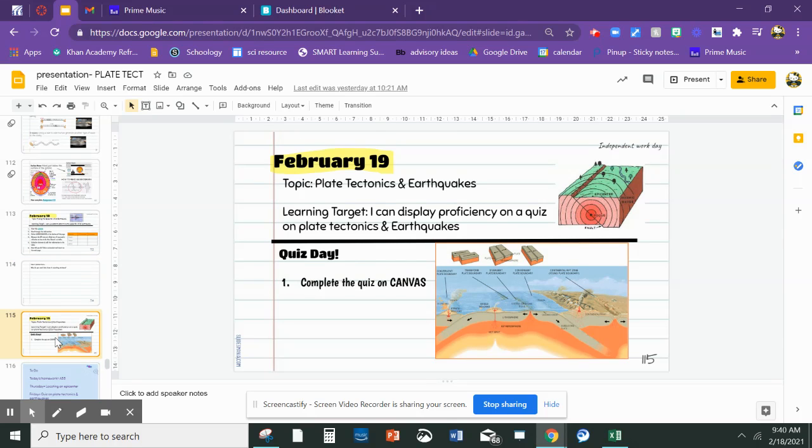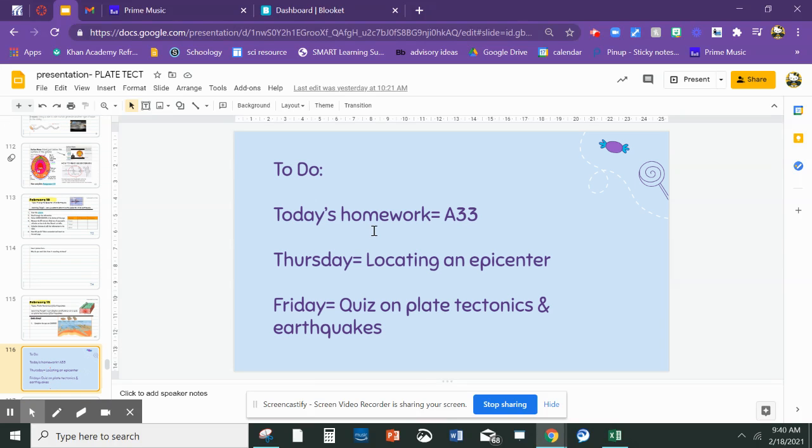On Friday, we'll be joining up on Zoom really quickly just to take a quiz to show proficiency in either plate tectonics and earthquakes. So our to-do list looks like this. Wednesday's homework was assignment 33. Thursday was locating an epicenter, and Friday we will be on Zoom just briefly to take a short quiz on plate tectonics and earthquakes.